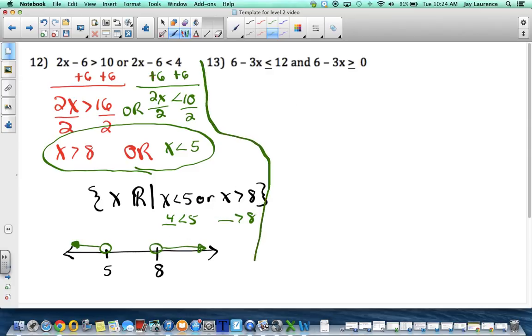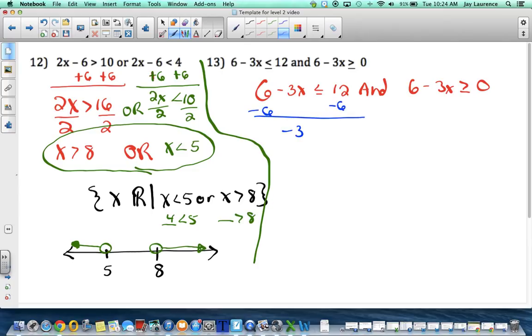Problem number 13. I think I'm going to rewrite this one, give myself just a little bit more room. Remember, whenever I'm dealing with inequalities, I'm always watching for when I have to divide or multiply by a negative. Remember, the inequality is going to change directions. So I'm going to subtract 6, I'll get negative 3x is less than or equal to 6. I'll divide by negative 3, divide by negative 3, and x is going to be greater than or equal to negative 2.